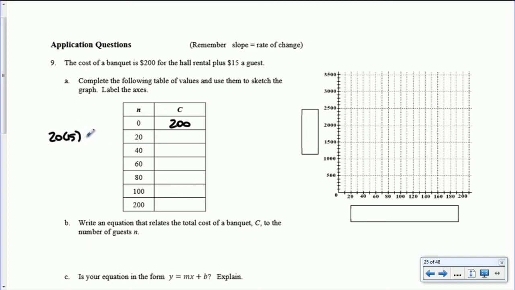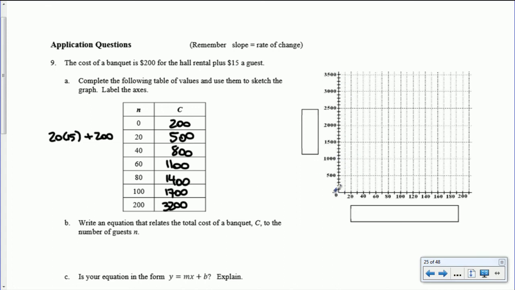That'll be for the guest amount plus the hall rental. This is 300 there, plus 200 gives us 500. Okay, and then on down the line, this will be 800, this will be 1100, 1400, 1700, and 3200. Okay, so let's graph.